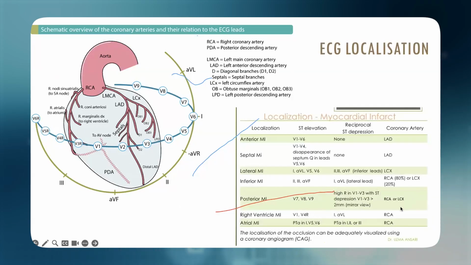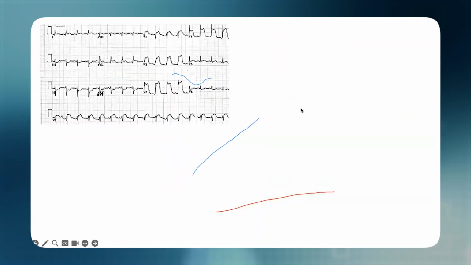Posterior MI is more commonly occlusion of LCX, sometimes occlusion of RCA can also cause it. Right ventricular MI will have elevations in V1 and V4R. It is very uncommon to have isolated right ventricular MI, it usually happens with inferior wall MI. 25% of cases of inferior wall MI will have right ventricular MI, which is caused by RCA occlusion. Atrial MI is also mostly caused by RCA occlusion because atrial branches come from the right coronary artery. There are two other patterns, the high lateral wall MI, and of course, we talked about posterior MI already. High lateral wall MI, we'll come to it.